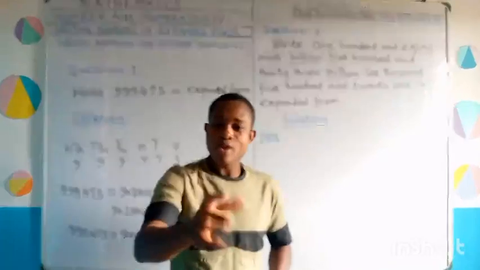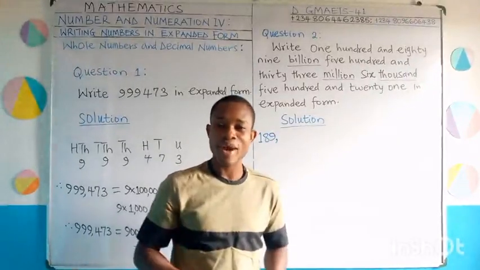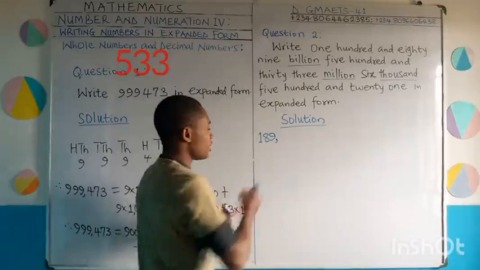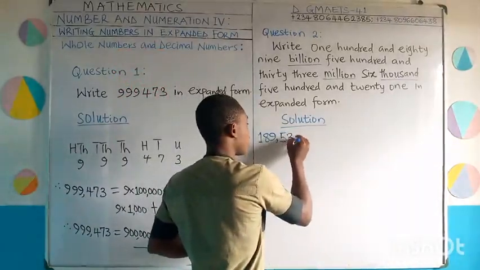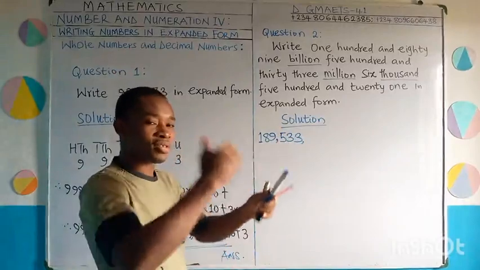Now, if I pronounce the number 533, how do you write it? That's correct. You can say that 533. So this gives us 533. And then the next, we move on, we have 6,000.